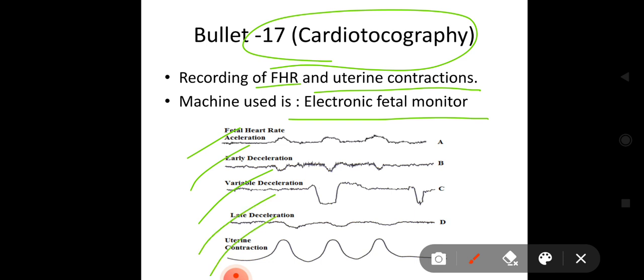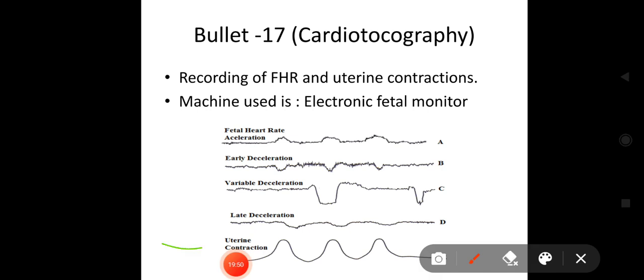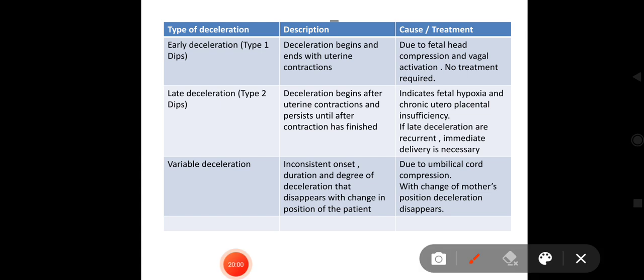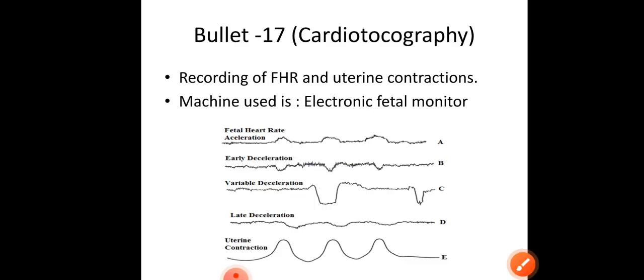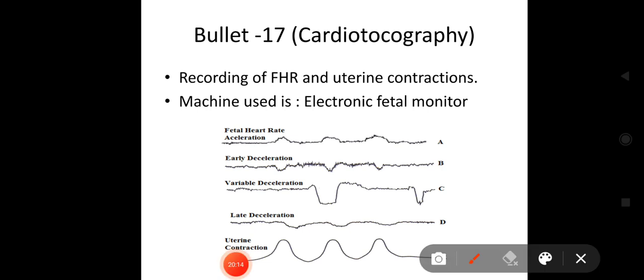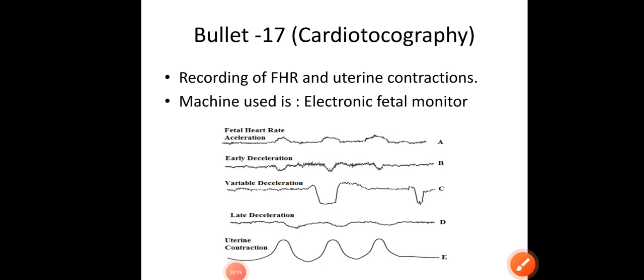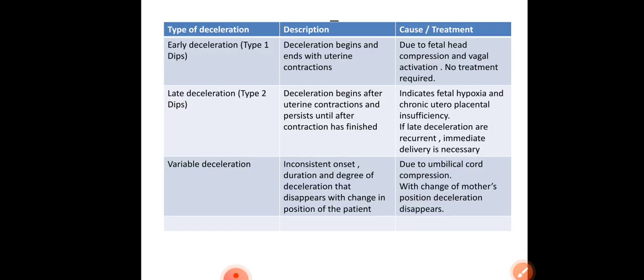This is what you have to do. This is the uterine contraction, and you have to assess the fetal heart rate in comparison to the contraction of the uterus. So there are different types of deceleration, with description, cause and treatment. Early deceleration, type 1 dips: deceleration begins and ends with uterine contractions.